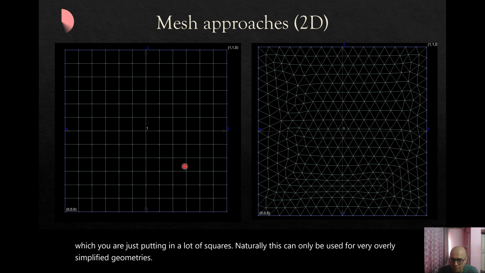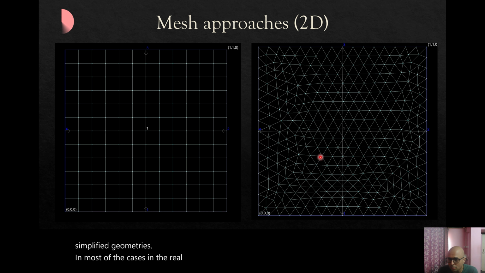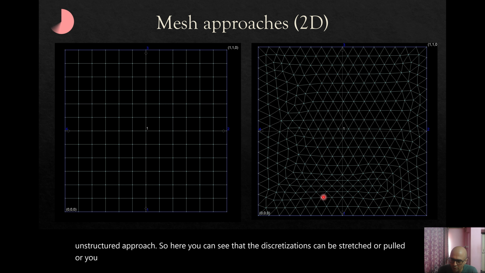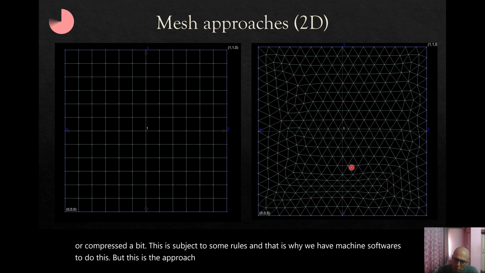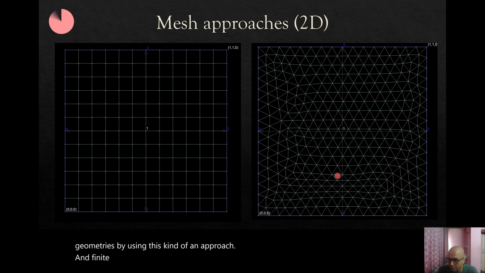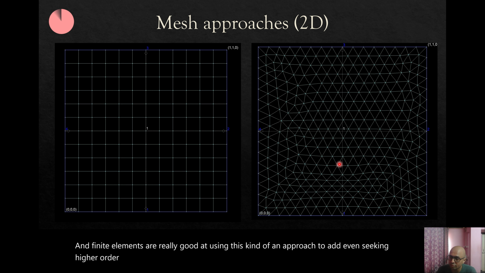In most cases in the real world, we follow an unstructured approach. Here you can see that the discretizations can be stretched, pulled or compressed a bit. This is subject to some rules, and that is why we have meshing software to do this. But this approach is commonly used because you can fit really complex geometries with it. Finite elements are really good at using this kind of approach, and even at seeking higher order solutions on it.